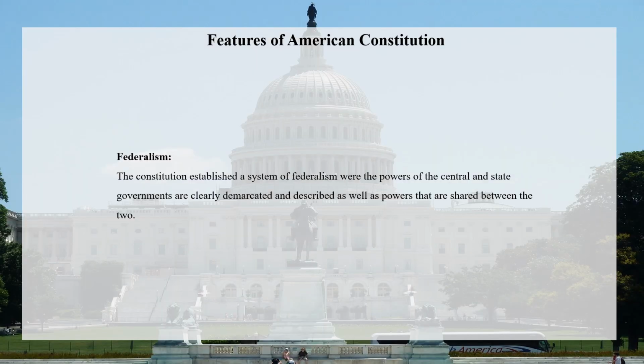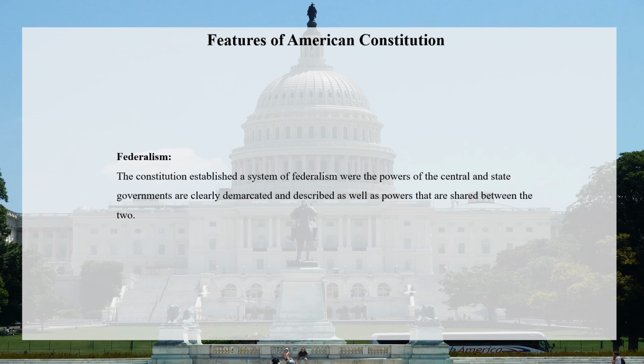Fifth, federalism. The Constitution established a system of federalism where the powers of the central and state governments are clearly demarcated and described, as well as the powers that are shared between the two sets of government. The framers of the Constitution created this system for several reasons.